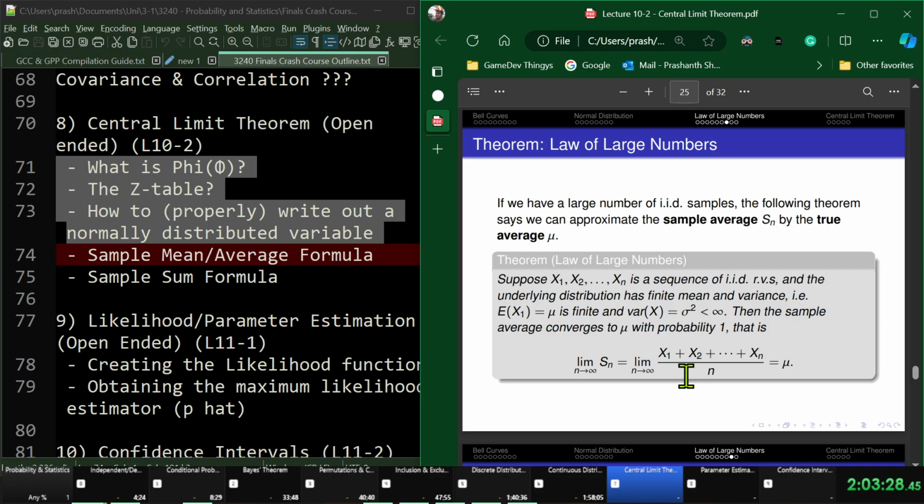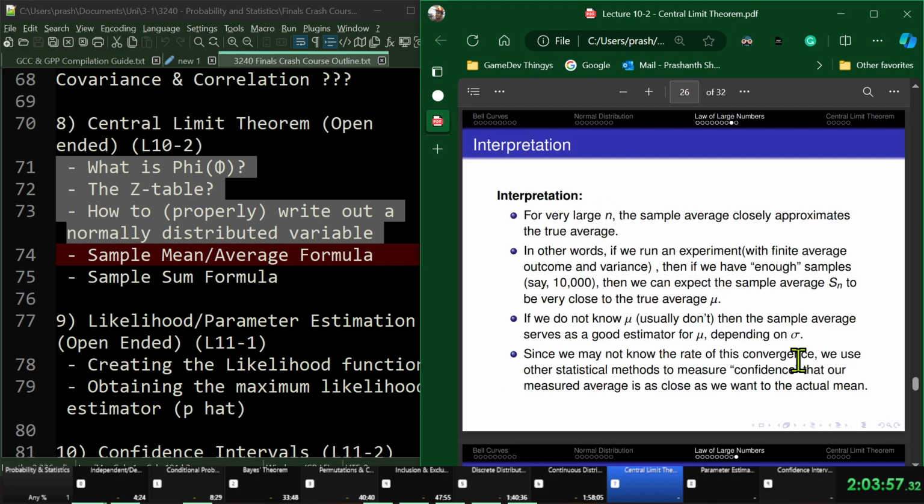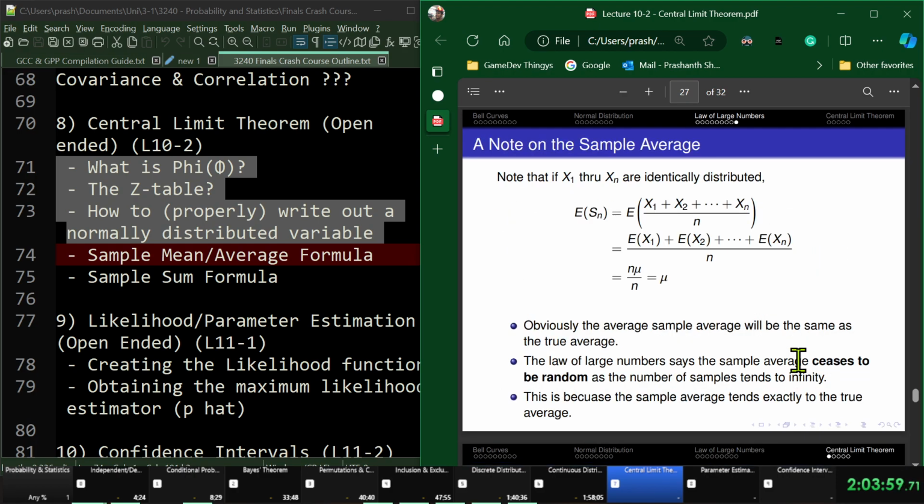So once you have a large number of samples that are independent and identically distributed, then the law of large numbers can kick in and say that if you ask many people and you find the average, your average will end up being super close to the genuine population average. That's what the law of large numbers means. This is just proving why that's the case.